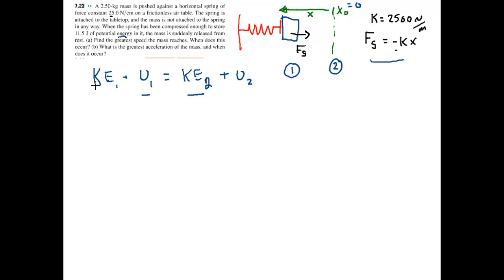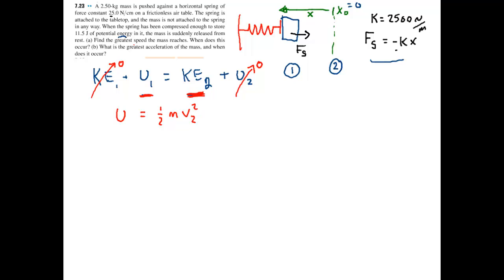So initially, this mass was released from rest, it says, so the kinetic energy has got to be equal to 0. I know what the potential energy of the spring is, it tells me what that is. And at this second point right here, we have no more spring energy. So all of the energy has been converted over into kinetic energy. I can find the greatest speed that this guy reaches simply by saying, okay, this potential energy is going to be equal to 1/2 mass velocity at point 2 squared.